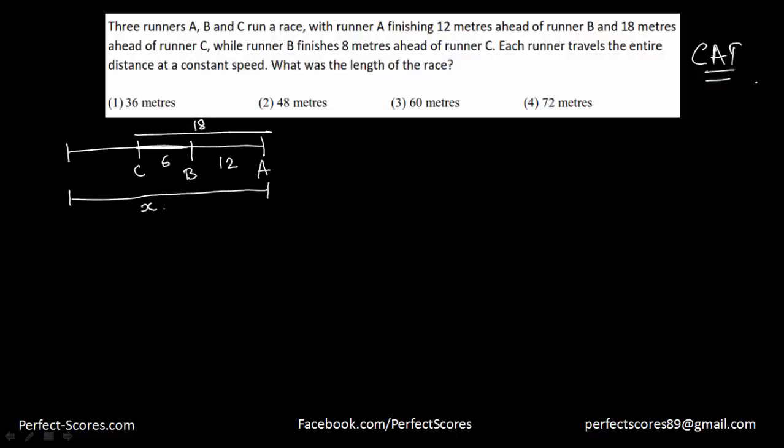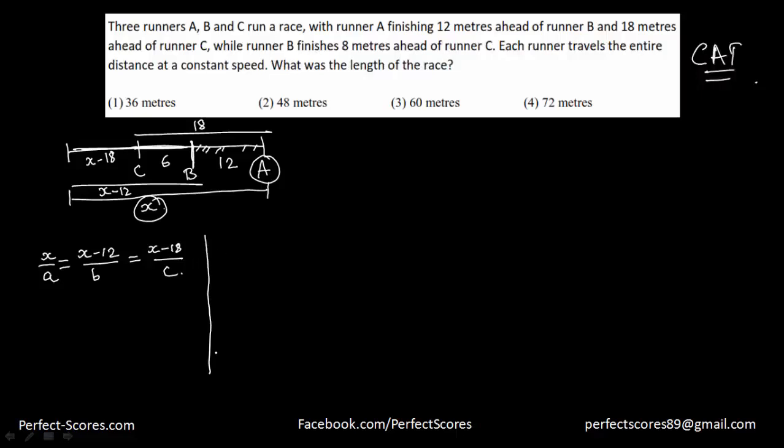So the time taken for A to cover x meters is going to be x by A, which is equal to the time taken by B to cover x minus 12 meters. This over here is nothing but x minus 12 because this over here is 12. That is equal to the time taken by B to cover x minus 12 meters, which is equal to the time taken by C to cover x minus 18 meters.